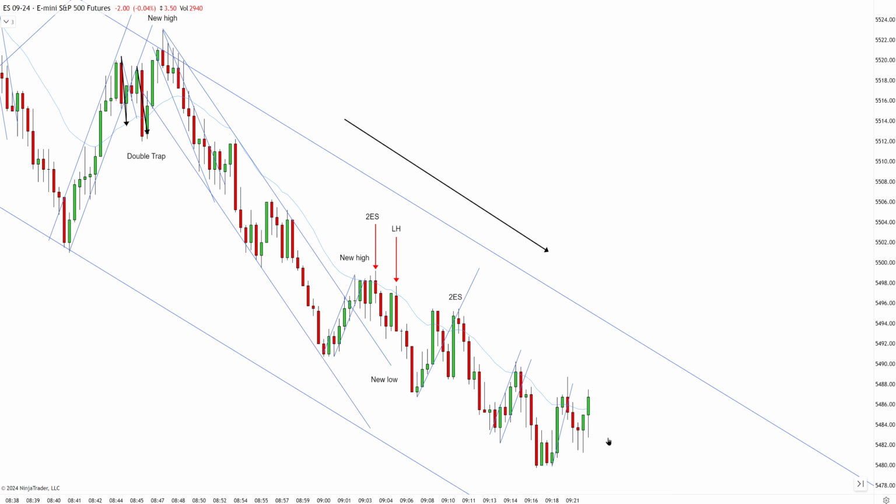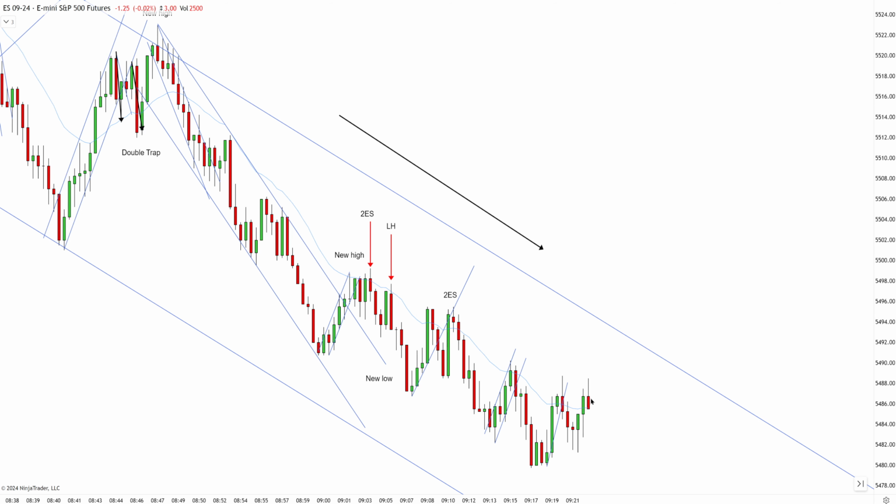Okay, new low, first entry short. Pullback, second entry short. New low, first entry short, second entry short. Uptrend played out, almost breaking new high. But because the trend down is quite strong, we don't need to get new high.